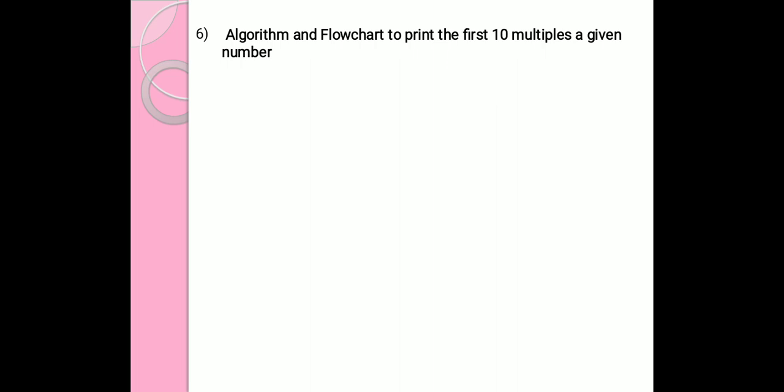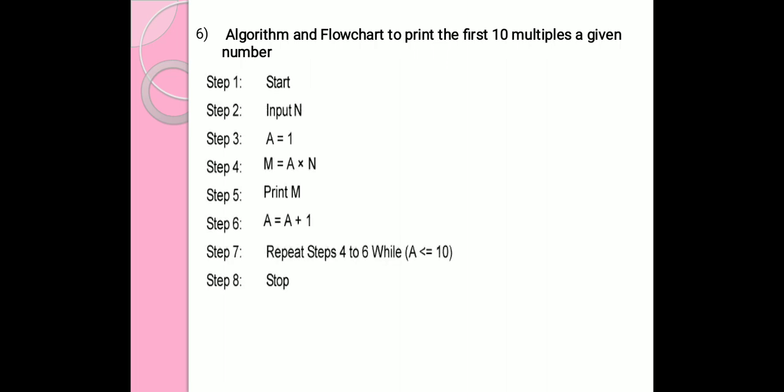And the next question is an algorithm to print the first 10 multiples of a given number. The algorithm: step 1 start, step 2 input n, that is an integer number, a equal to 1, m equal to a into n, that is the multiplication. Print m, a equal to a plus 1. Repeat steps 4 to 6 while a is less than or equal to 10, and the last step is stop.